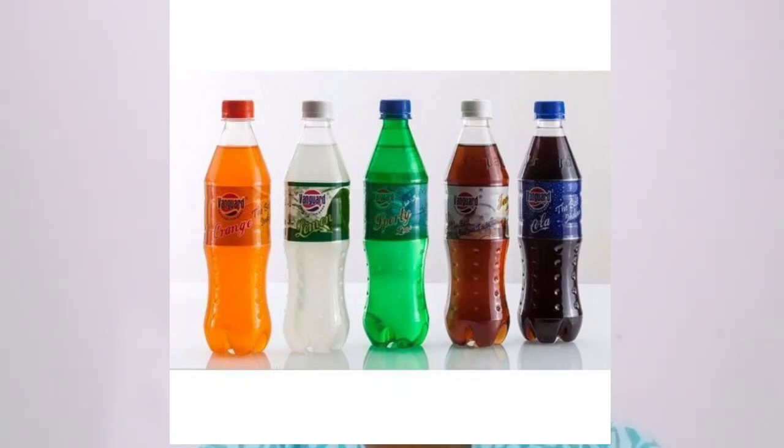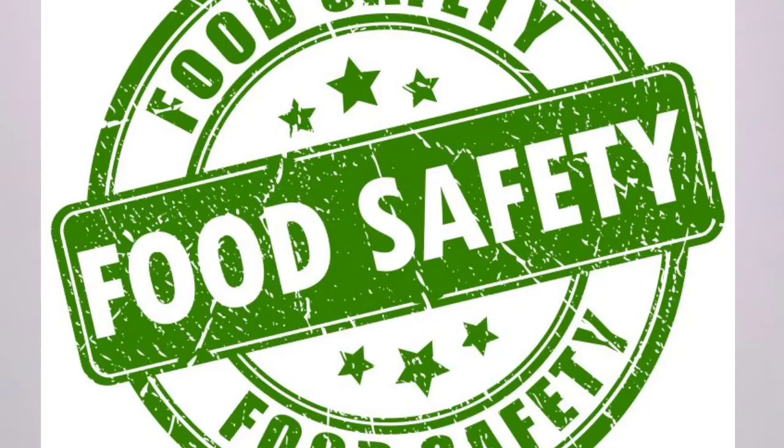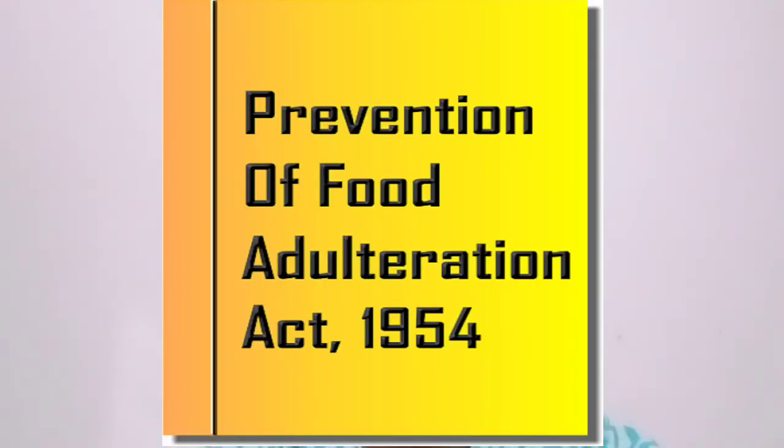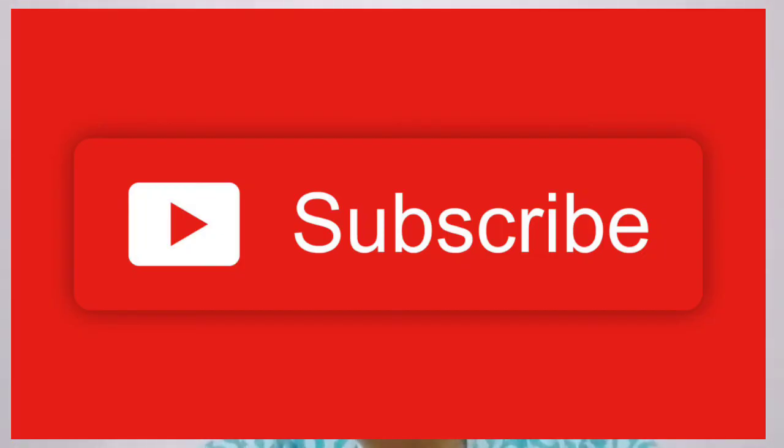Students, in this video we have studied methods of food protection, how to find out if food is adulterated, and about the Food Adulteration Act. Kindly, students, read the lesson twice till you understand. You should read the lesson and try to solve the exercise.